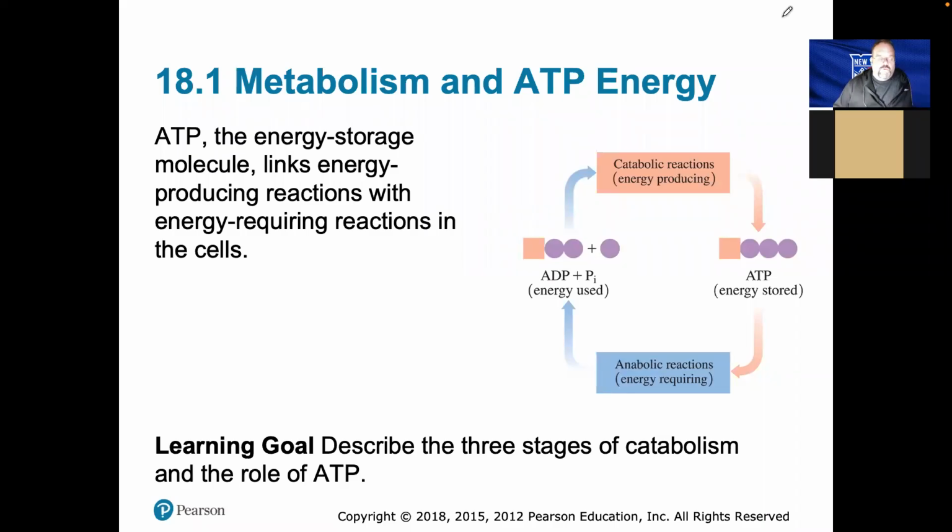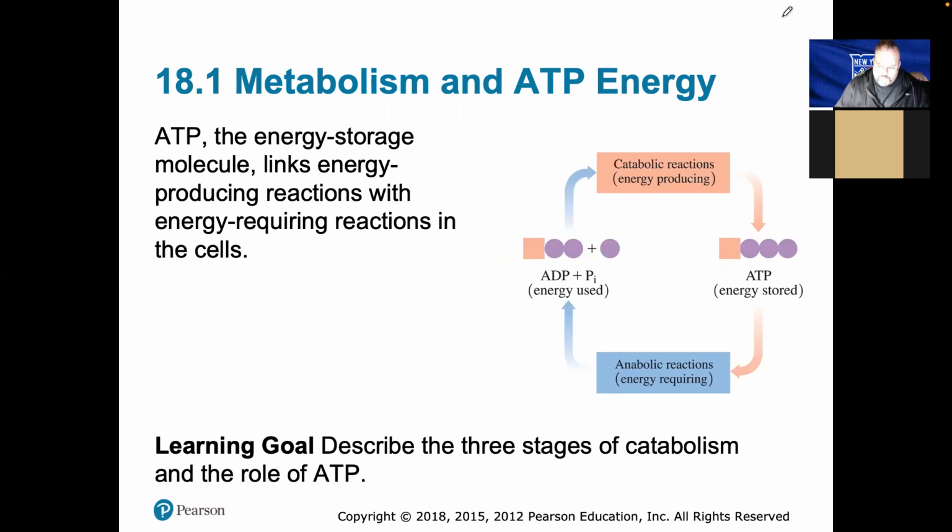All right, so tonight's session, we'll take a look at the final chapter in our textbook, looking at different types of metabolism and really one of the key forms of energy that you come across, ATP and such like that. So we'll start by looking at some general ideas behind metabolism and ATP energy. ATP, the energy storage molecule, links energy producing reactions with energy requiring reactions in cells.